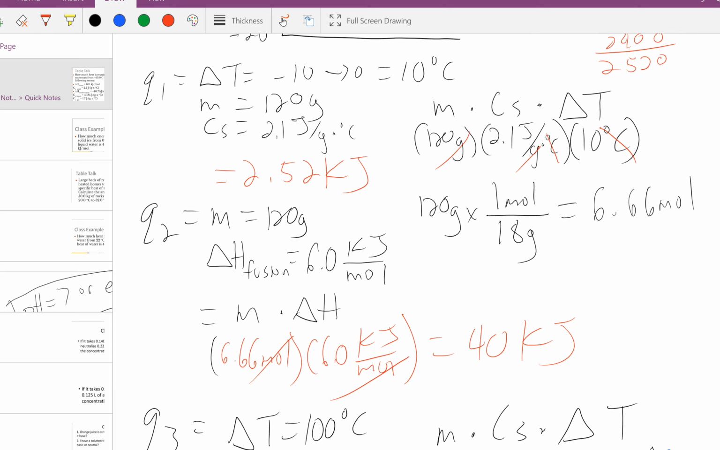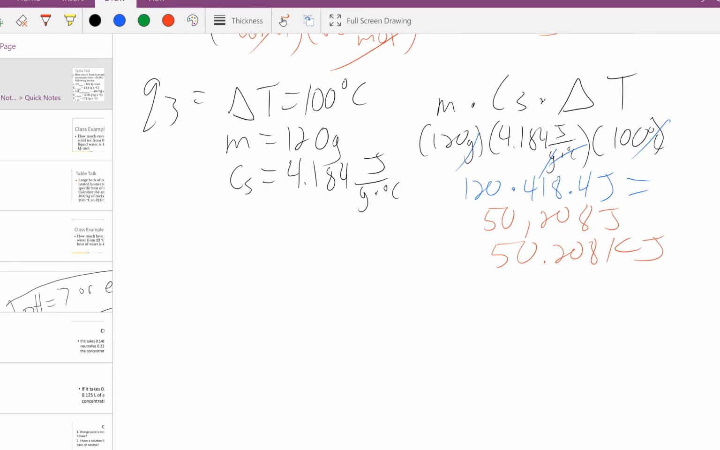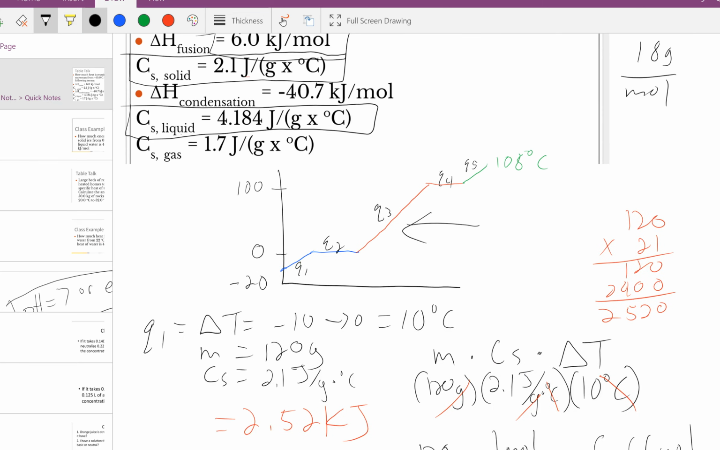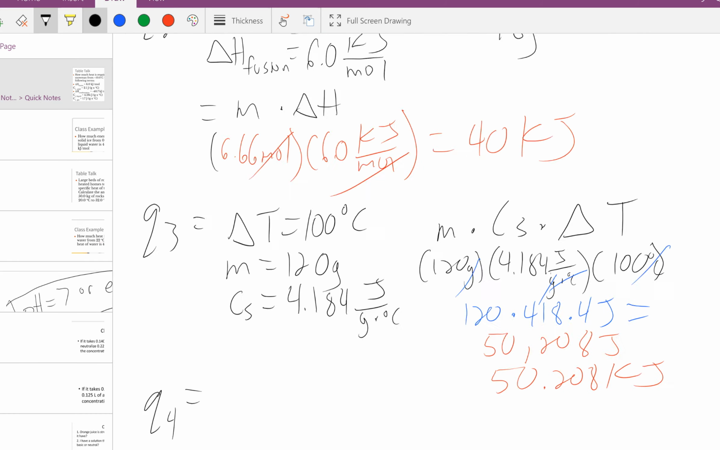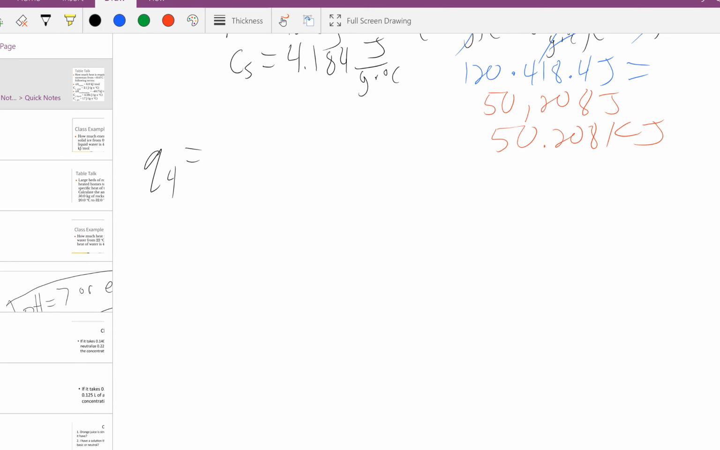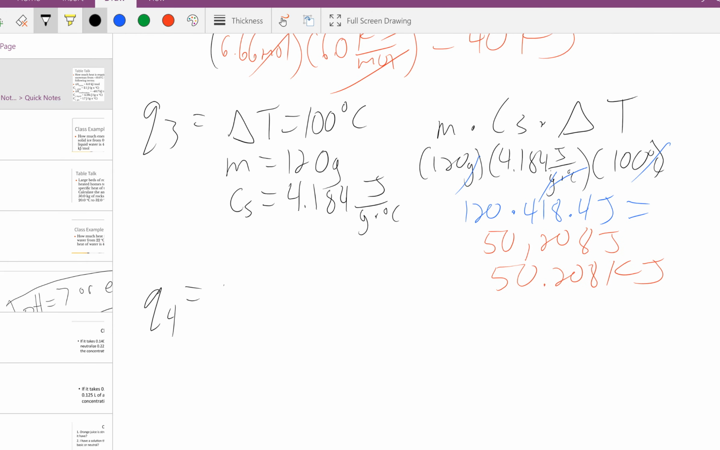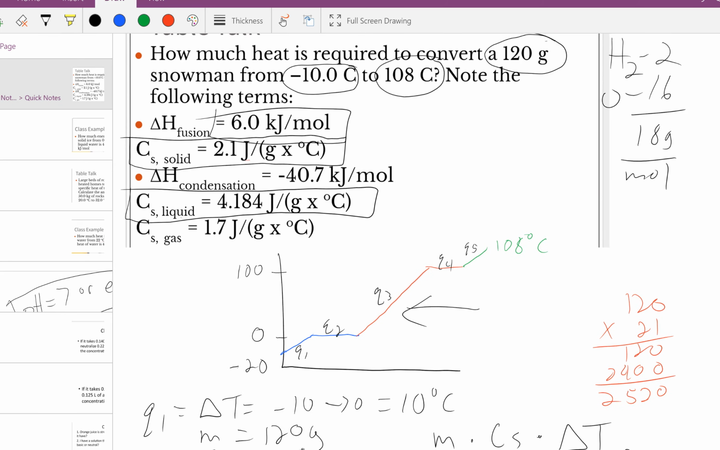Now, we've gone through 3 of them. We have 2.52 kilojoules, 40 kilojoules, and 50.208 kilojoules. We're almost done. We have 2 more values to deal with, and that is the boiling of water in Q4, from liquid water to water vapor. In this case, once again, it's a phase change, so we're dealing with mass, which is 120 grams, times the delta H of condensation, right here, which is negative 40 kilojoules per mole.